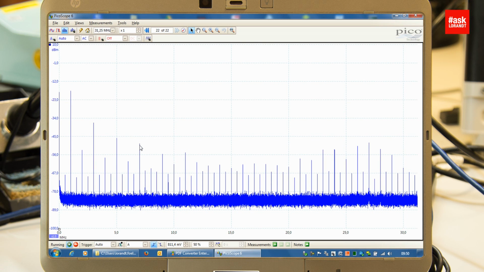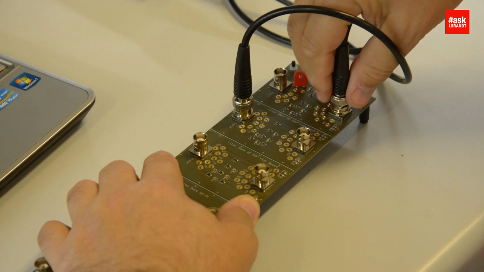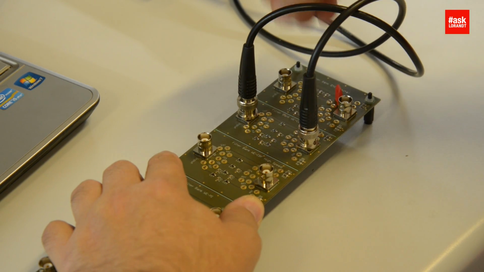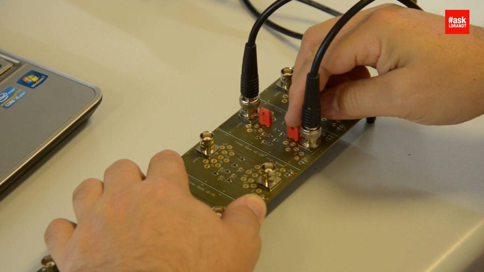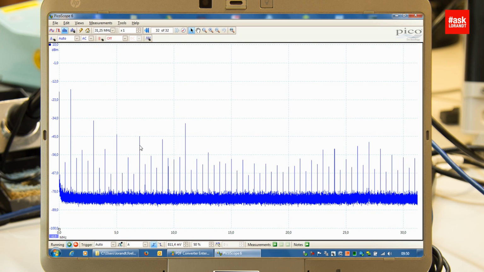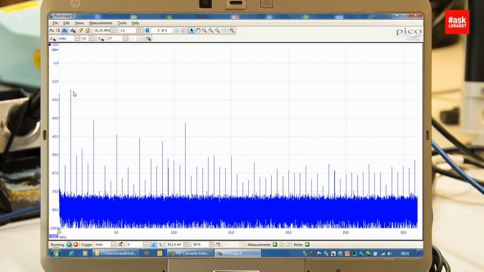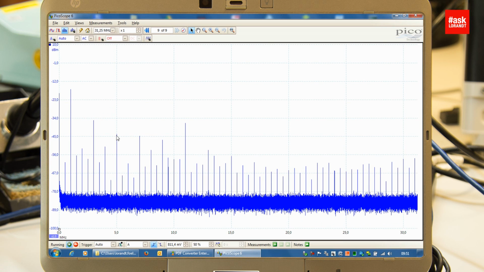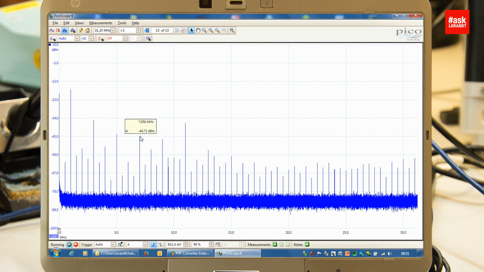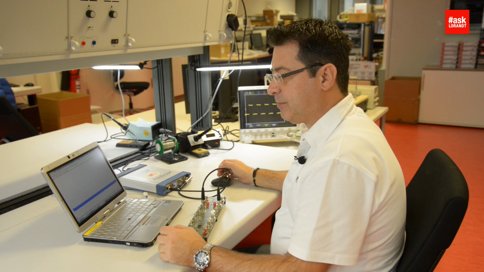But how about the LC filter? Let me see, I will connect now the LC filter. Now the LC filter is running. I will make again the peak hold. And you can see now we have here at 1 MHz minus 17 dBm. The third harmonic is something like minus 35. Fifth harmonic minus 44. Seventh harmonic minus 44 as well. So it works better than the C capacitor filter, but okay, we can improve it.